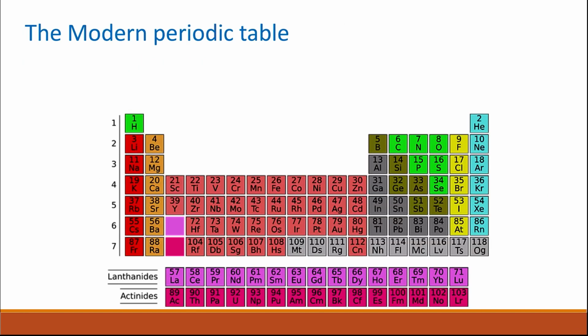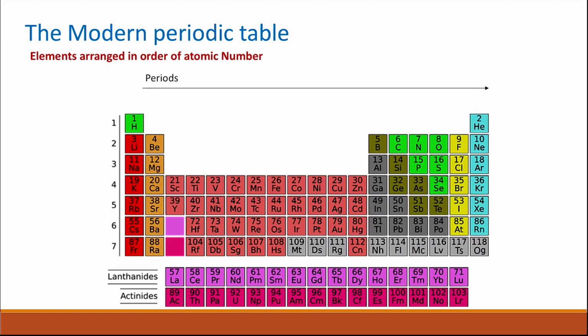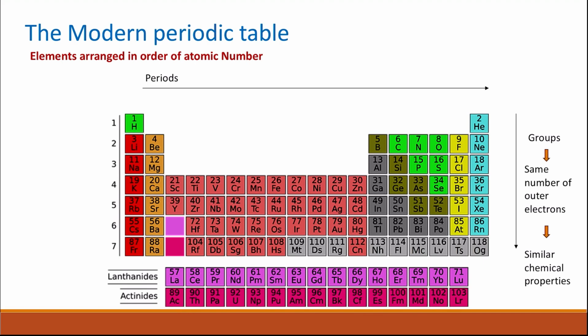The modern periodic table was developed in the early 20th century when the atomic number was discovered. The elements here were arranged in order of increasing atomic number. In the periodic table, we have rows, which are called the periods, and we have columns, which are called the groups. The elements within the same group have the same number of electrons in the outer shell. This is why they have similar chemical properties, because the number of electrons in the outer shell governs the chemical properties of the elements. So we have the first group at the far left of the periodic table.